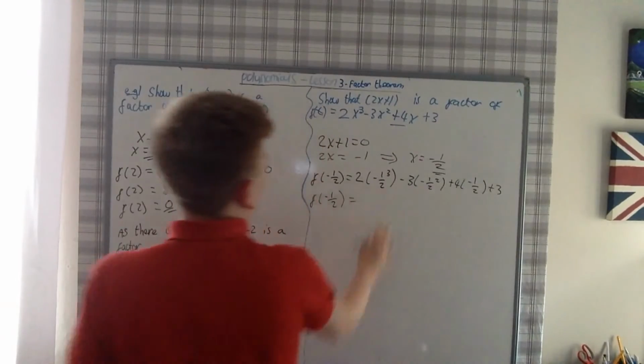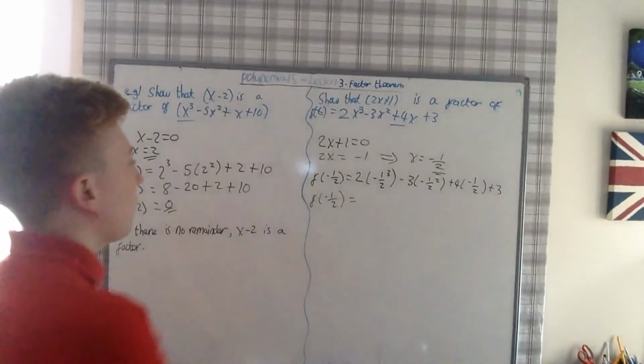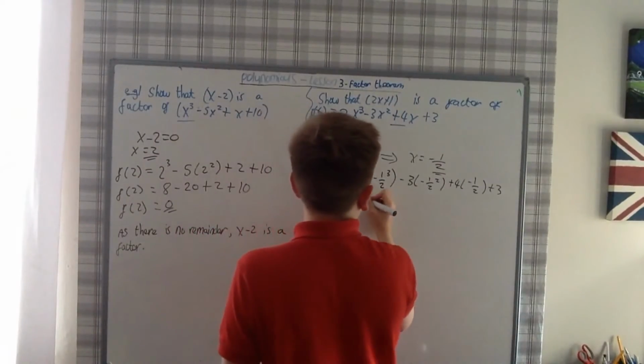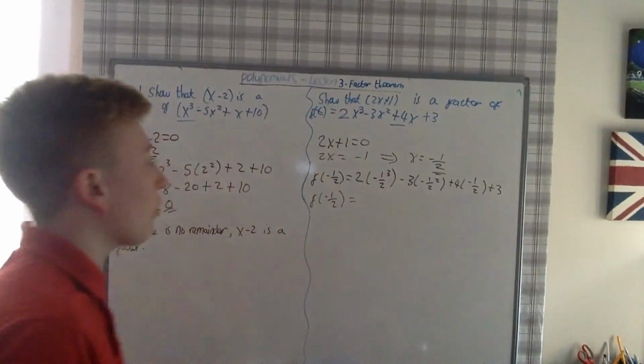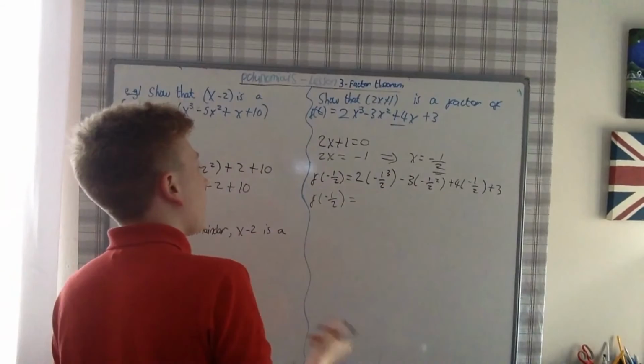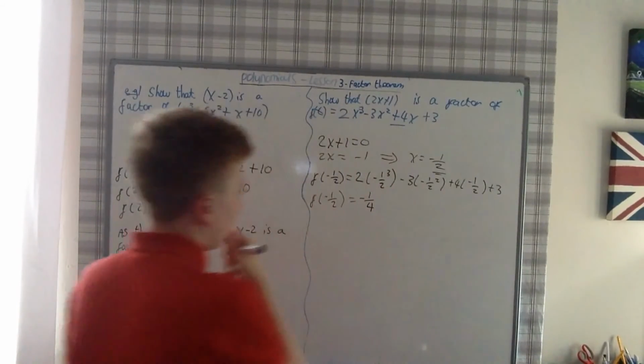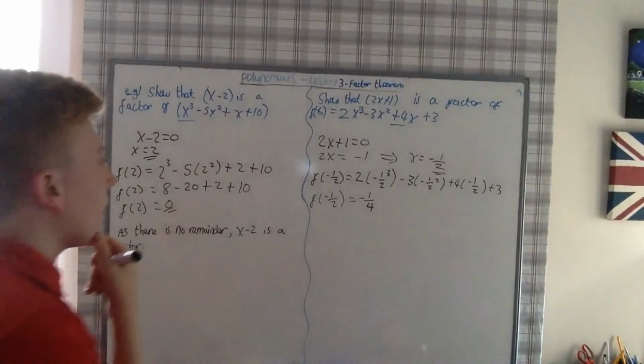So, minus a half cubed. Well, it's going to be a negative if it's cubed, and it's going to be minus 1/8. Multiplied by 2 is minus 2/8. Minus 2/8 will simplify to minus a quarter. Okay?